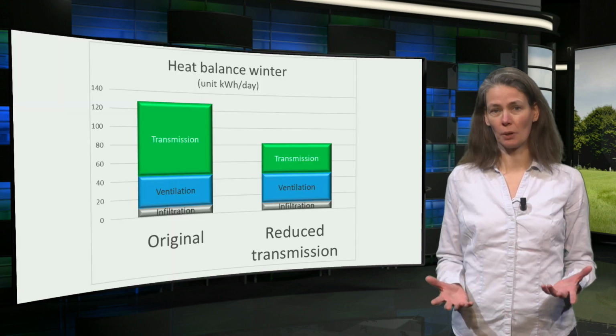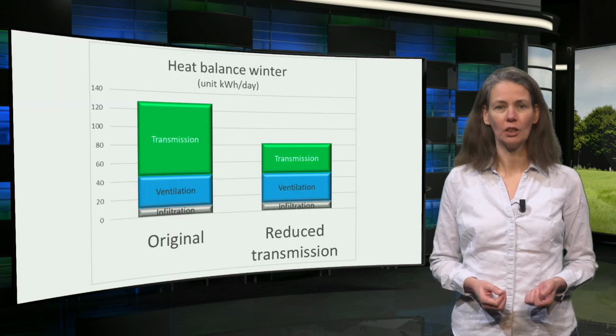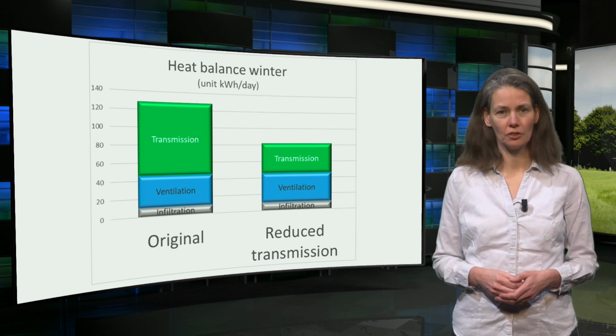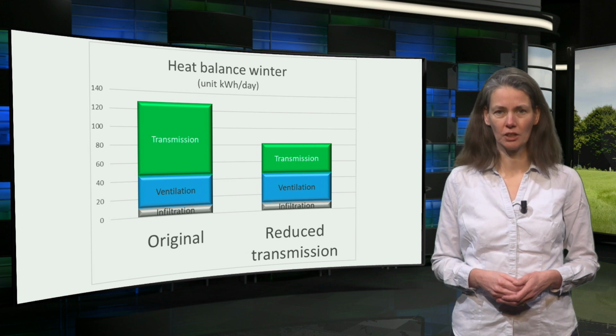Ventilation is a large part of the energy demand in winter. In an office room with 2 persons and an outside temperature of 5 degrees, this can be almost 50% of the energy demand for heating.